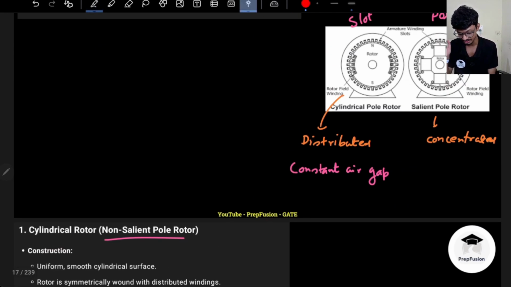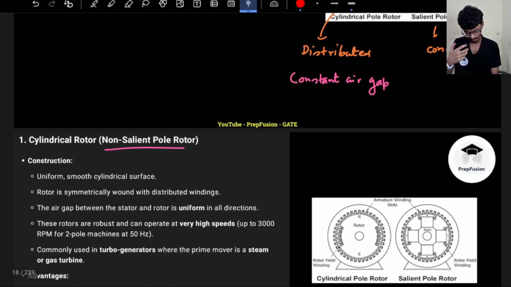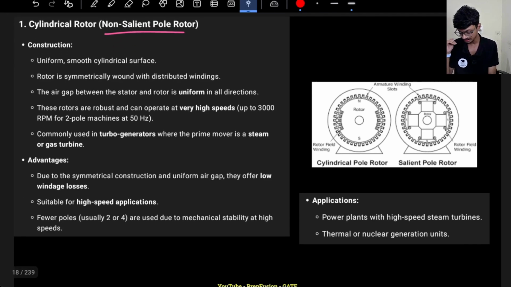And remember, if this air gap is different, it will provide very important characteristics that we will learn later on. Here the construction will be uniform, smooth, and a cylindrical structure. Basically the air gap will be uniform throughout.